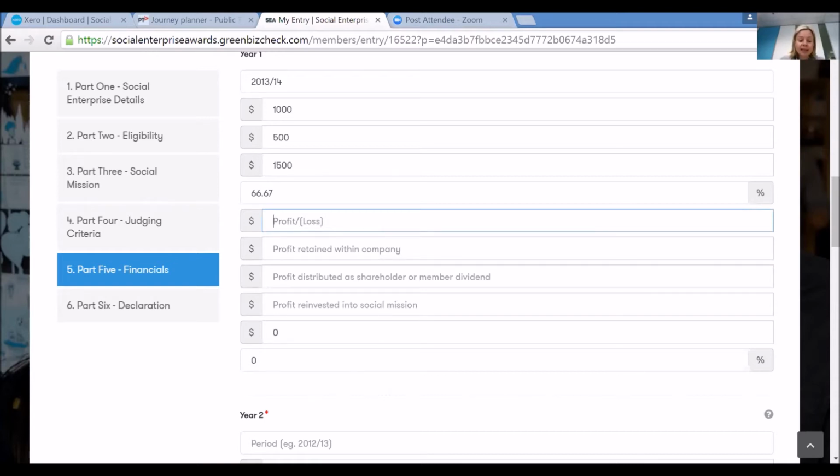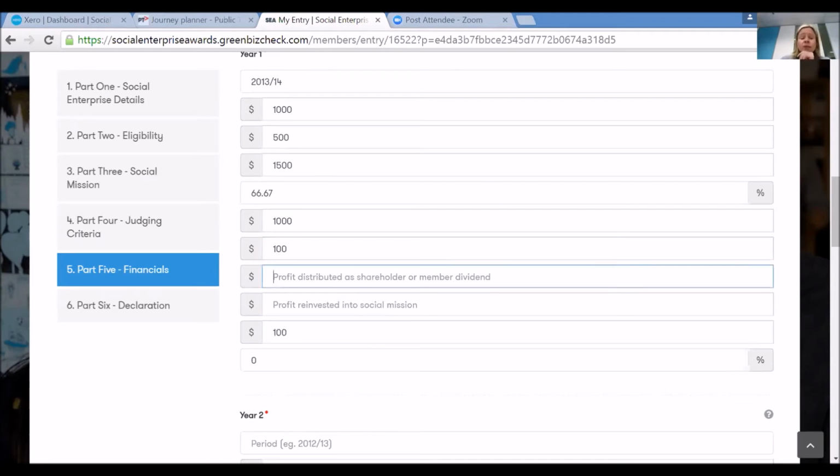So let's say in this case we make a profit of $1,000. The next 3 cells look at what we do with that money. The first cell is profit retained within the company. That's profits that you're keeping within the company and are not using to reinvest in your social missions. So you might be building up retained earnings, for example, within the year. So let's say we have $100 that we keep.